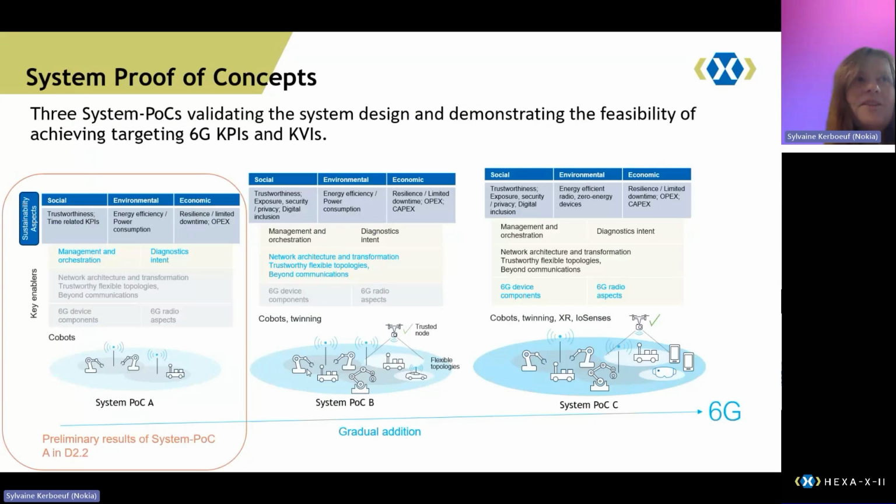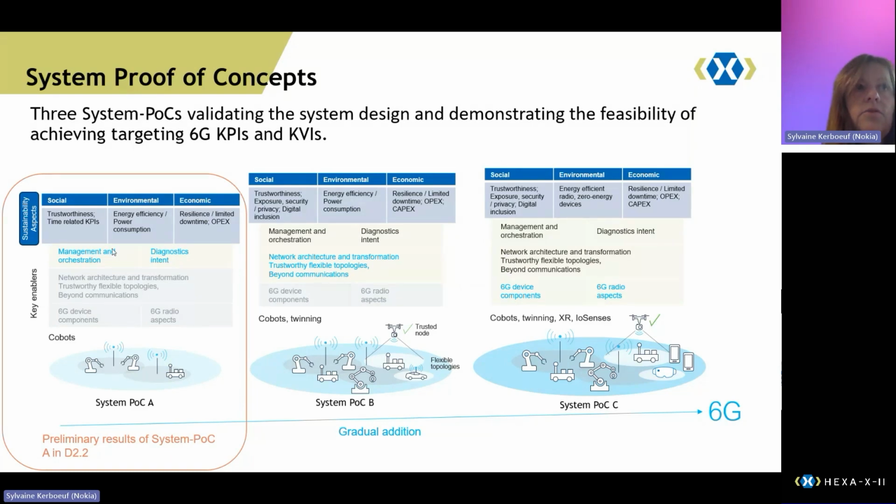So just to finish, as I mentioned already, we have this system proof of concept to validate our system design, and also to demonstrate that we can achieve some targeted KPIs. This system proof of concept will have a gradual addition of capabilities of the system by integrating some enablers coming from Hexa-X-II. Of course, we will not be able to integrate all the enablers, but a selected set.